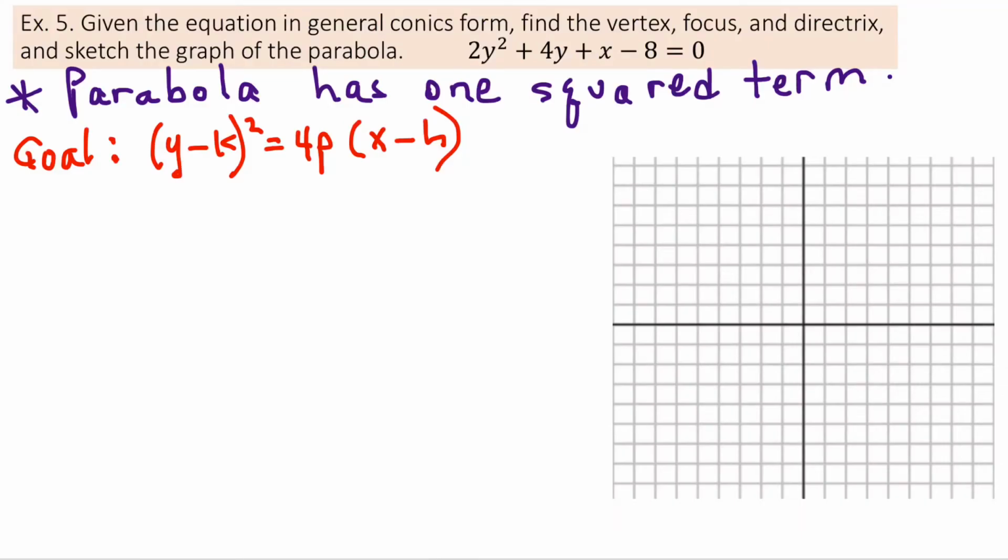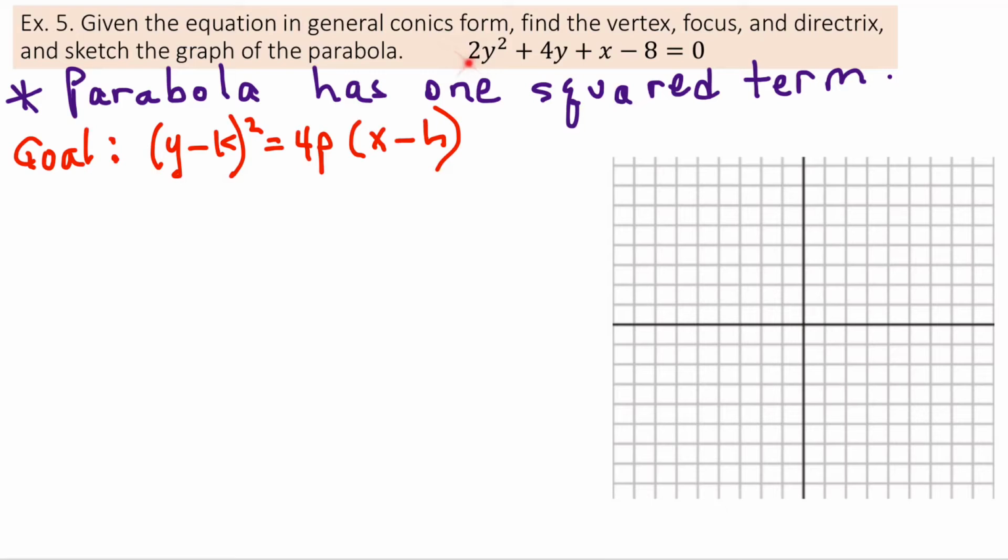All right, so let's look at this example. This says, given the equation in general conics form, that's this, find the vertex, focus, and directrix, and sketch the graph of the parabola. So it's not very useful in this form, which is why we want to change it into this form here, which we practiced working with in the first half of the lecture.